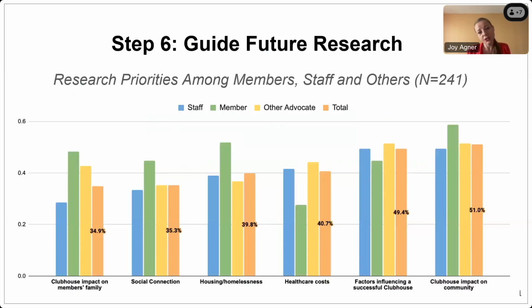So finally, we wanted to use this also to gather input from Clubhouse members and staff and advocates about what they would like to see in the future. When we were analyzing the existing research, we also saw gaps. What are things that we know Clubhouses are doing that are not represented in the existing evidence base? So I'll just highlight some of the things that came up. Clubhouse impact on community was a big one. Members and staff wanted us to examine what difference does a clubhouse make to people outside the house? Does it reduce stigma more broadly?